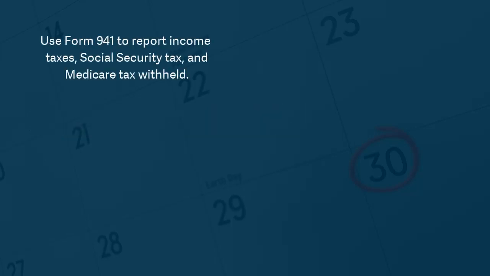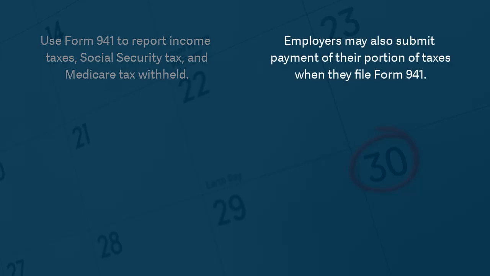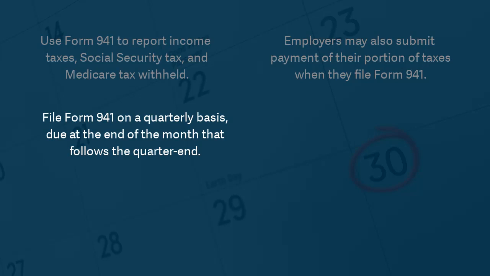Employers use Form 941 to report income taxes, Social Security tax, and Medicare tax withheld from employees' checks. In certain scenarios, employers may also submit their portion of the Social Security and Medicare taxes with this form. Employers must file this form on a quarterly basis.